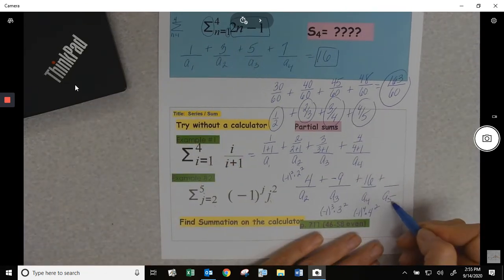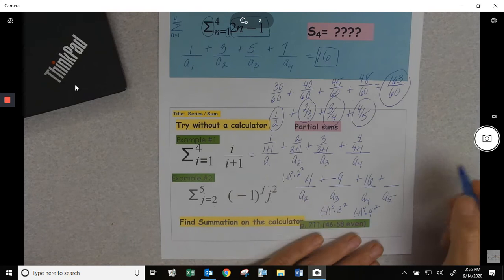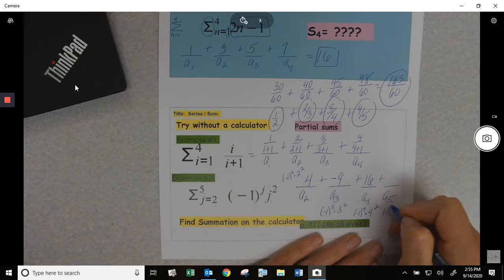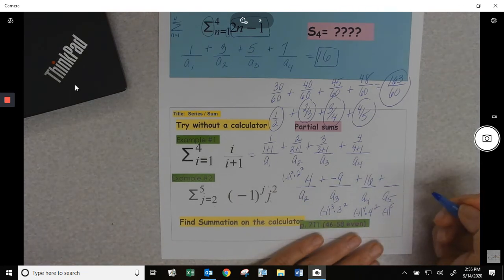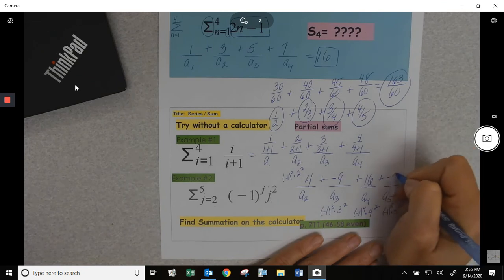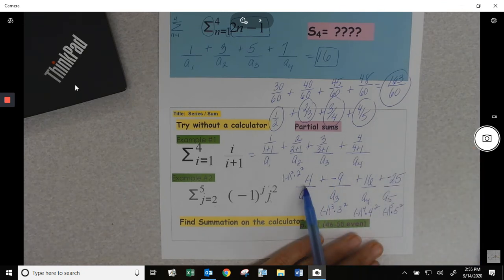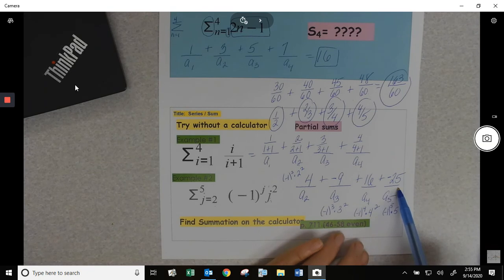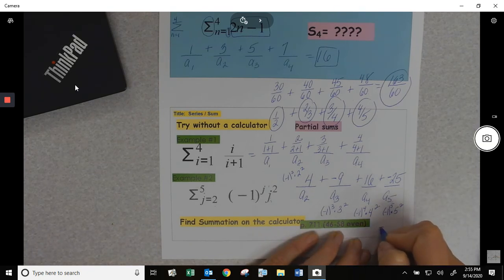Now let's go to the 5, the last one here. If I plug in a 5 for the j, negative 1 to the odd power of 5, which means it's going to be a negative, is negative 1 times 5 squared. So negative 1 times 25 is negative 25. Okay, so let's add these up without a calculator. 4 plus negative 9, negative 5. Negative 5 plus 16, 11. 11 plus negative 25 would be a negative 14.